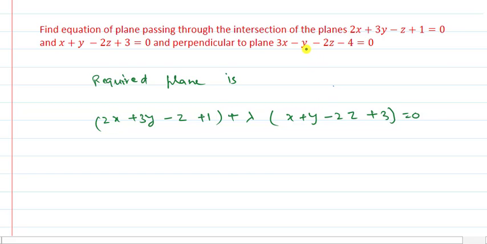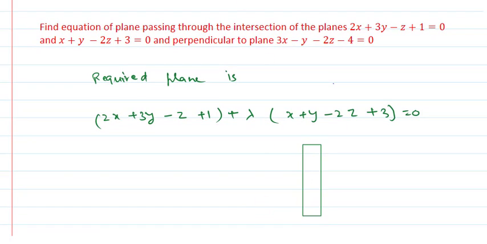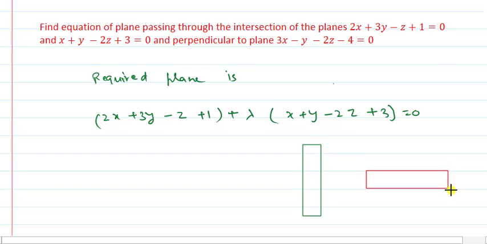And as I explained yesterday, when two planes are perpendicular to each other, let me recall it by drawing the figure. There is one of the planes, and let us take another plane which is perpendicular to the given plane. In that case, the normals to the planes will also be perpendicular, and the dot product of the direction ratios of their normals will be 0. So it means we need to find out the direction ratios of the required plane as well as of the given plane.